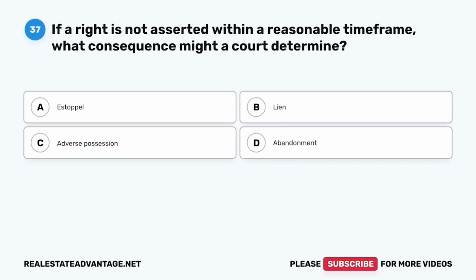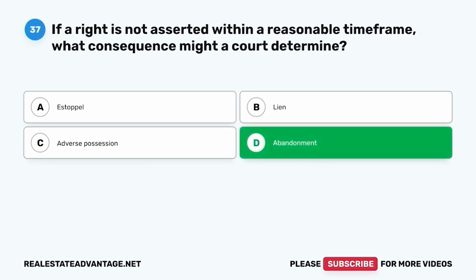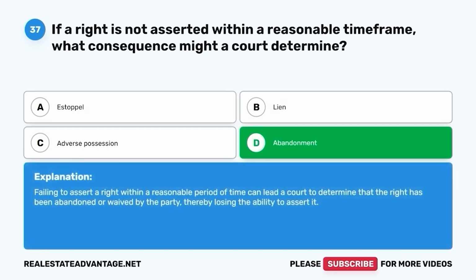Question 37. If a right is not asserted within a reasonable time frame, what consequence might a court determine? A. Estoppel. B. Lien. C. Adverse possession. D. Abandonment. The correct answer is D. Abandonment. Failing to assert a right within a reasonable period of time can lead a court to determine that the right has been abandoned or waived by the party, thereby losing the ability to assert it.